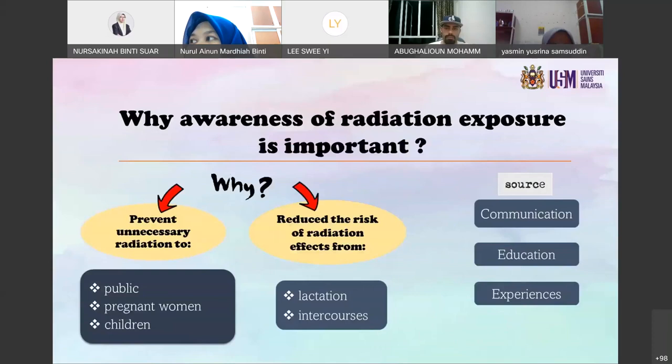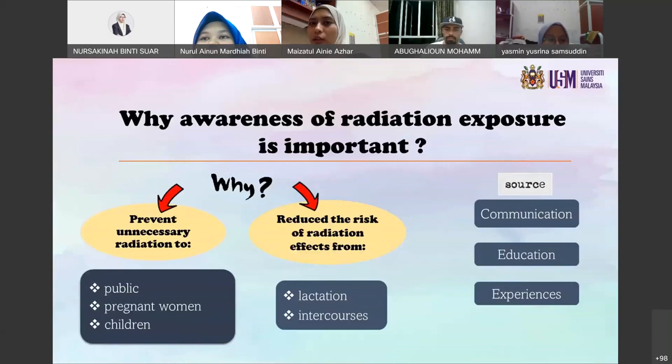So hi everyone. Today I will be discussing the awareness of radiation exposure towards public and patients. So why is the awareness of radiation exposure so important? This is because we want to prevent unnecessary radiation to other people, especially pregnant women and children. As we know, infants and children are comparatively highly sensitive to radiation, and they have a long life expectancy. So it is important to have even a little education on radiation before they undergo any radiation procedures.